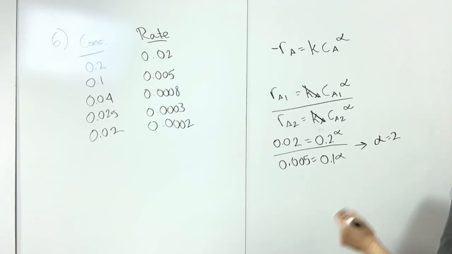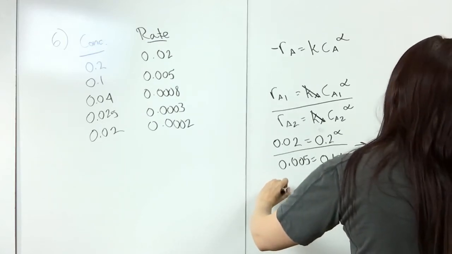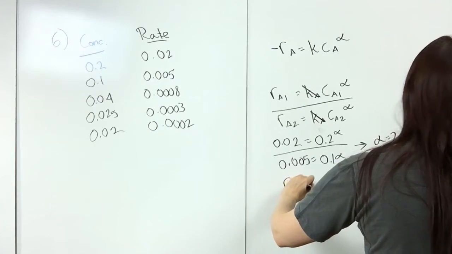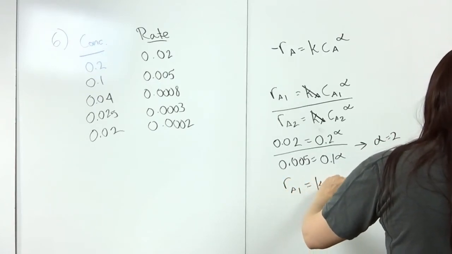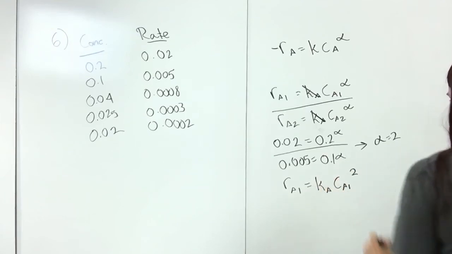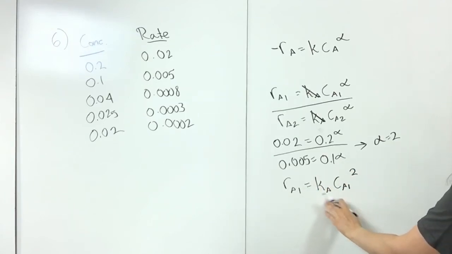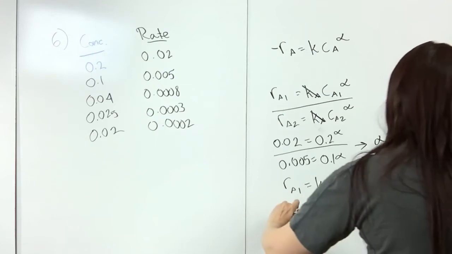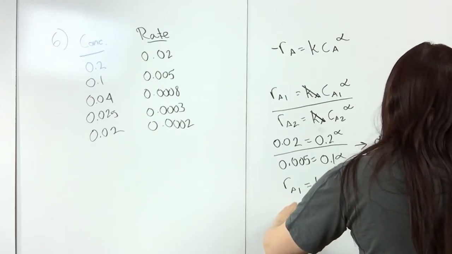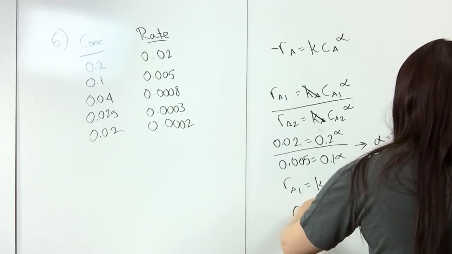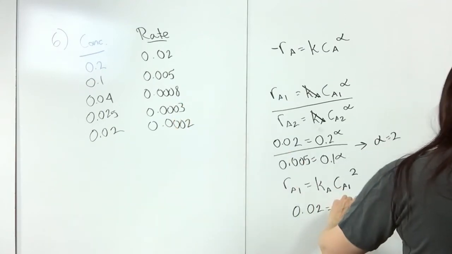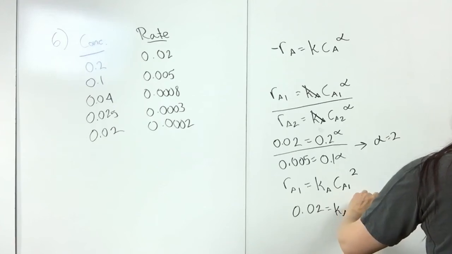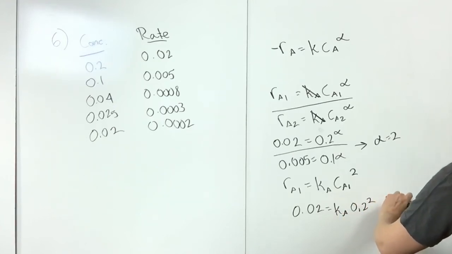And then we can find k. So going back to rate 1, we know that rA1 is equal to k CA1 squared. And we know that k is the same for all of them, so just plugging in some numbers, 0.02 is equal to k, and then CA1 is 0.2 squared. So then if we solve that for k, we get 0.5.